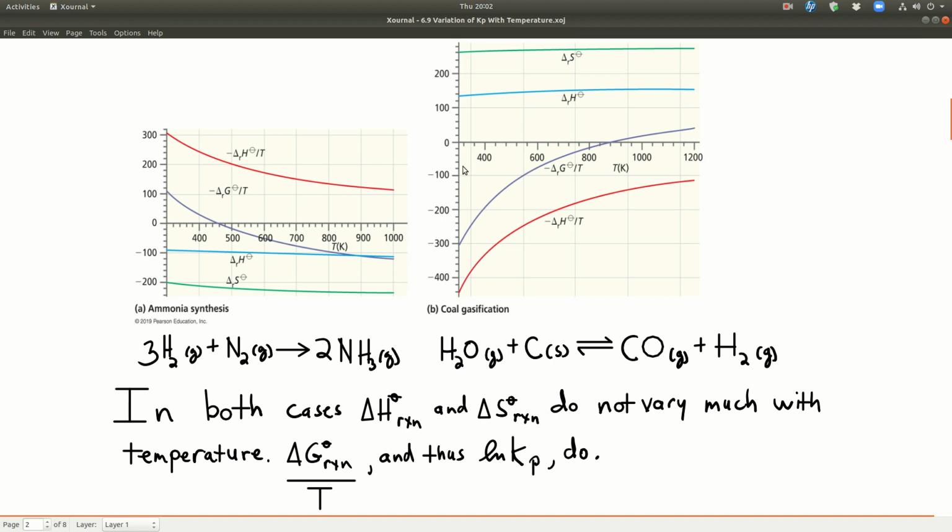Over here for the coal gasification, likewise, delta S and delta H we see do not depend very much upon temperature. The change in entropy and change in enthalpy is not very different. Also, delta S is positive because we're making 2 moles of gas from 1 mole of gas. The solid doesn't really contribute much. So while delta H doesn't change much, notice delta H over T does. And that's important because that's part of our expression.